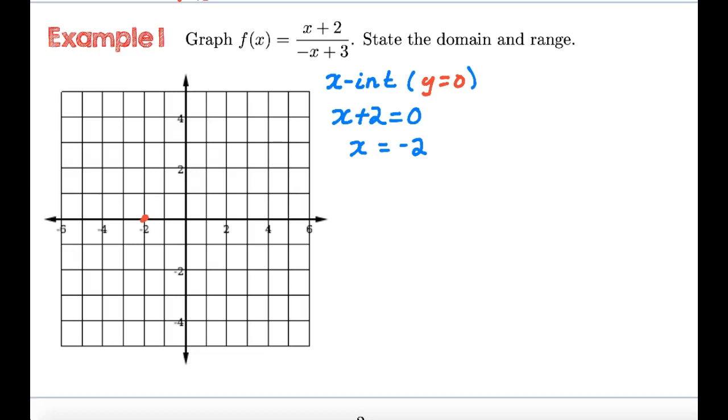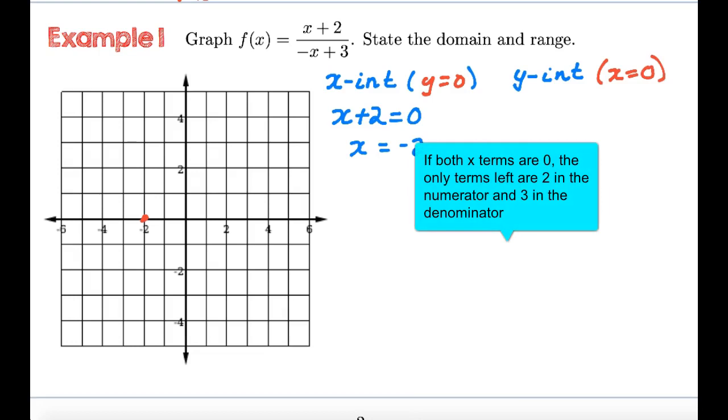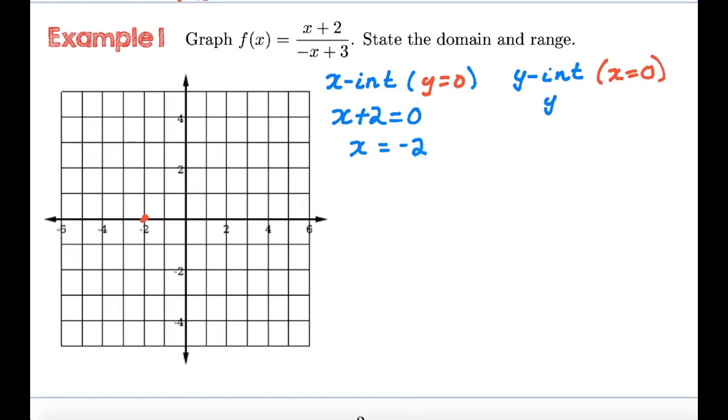The second thing I'm going to do is find my y-intercept, and that's essentially just ignoring your x values. You just set x equal to 0. And this one is going to be a little bit challenging. So if you ignore the x terms, you get 2/3. So y equals 2/3 is our y-intercept.